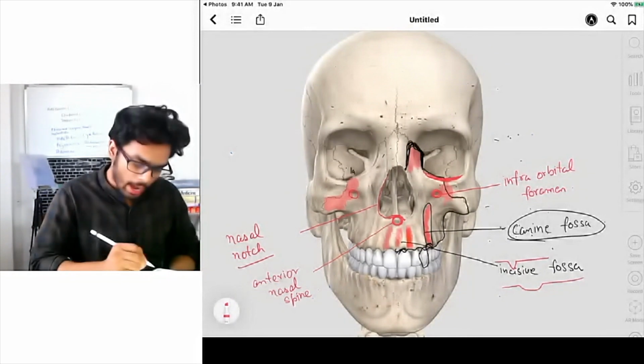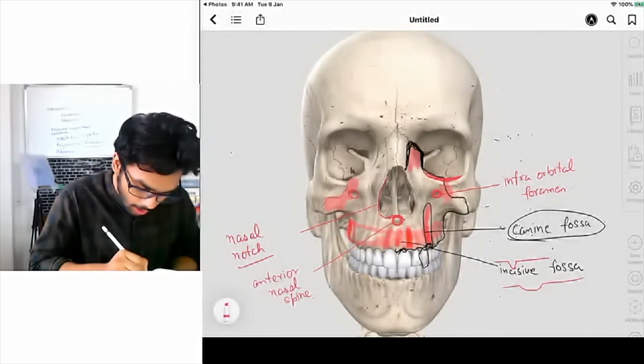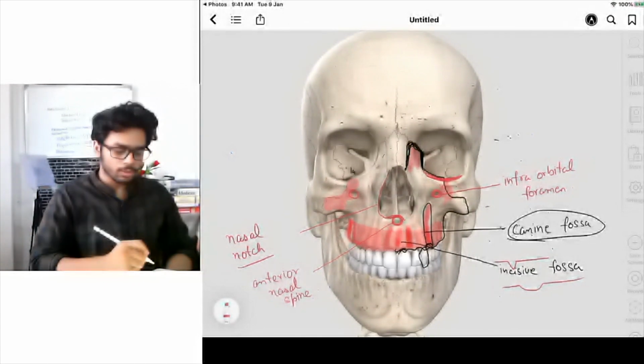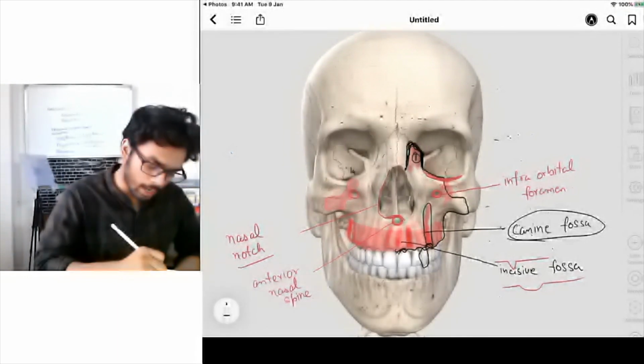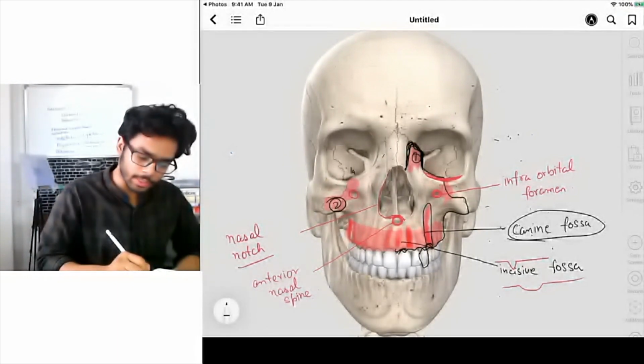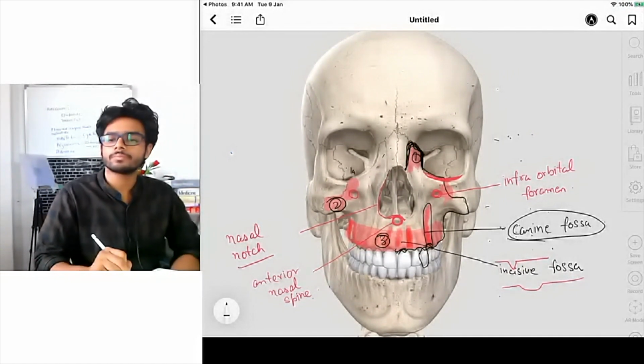And here we have one more, this part, known as the alveolar process of maxilla, where teeth are attached. So we have three processes of maxilla: this is the frontal process, this is the zygomatic process which is present on both sides, and this is the alveolar process of maxilla. Okay, am I clear?